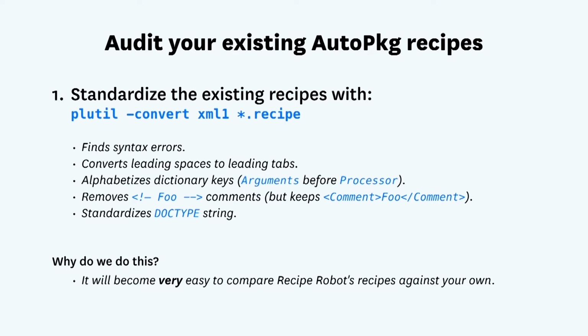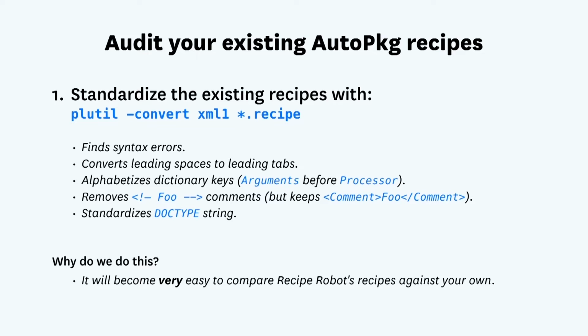So the first step that we would probably take to audit our existing AutoPkg recipes is that we need to standardize them in some way so that we can use these pretty simple diff tools. And the easiest way to do that is use this command line utility called plutil. It's plist utility because all of the recipes are plists, and it just does some basic things to that plist.